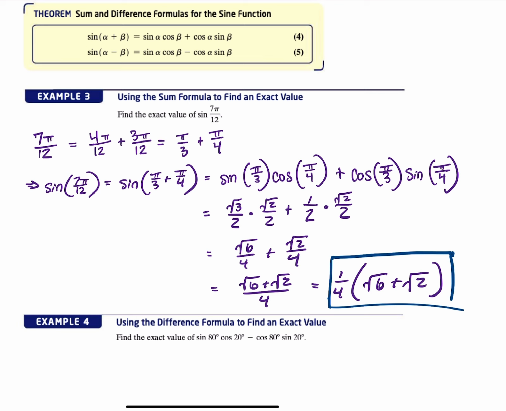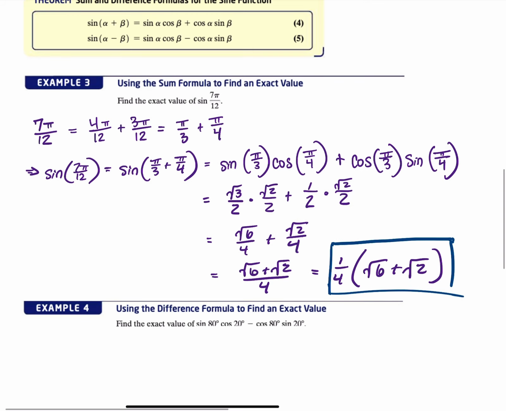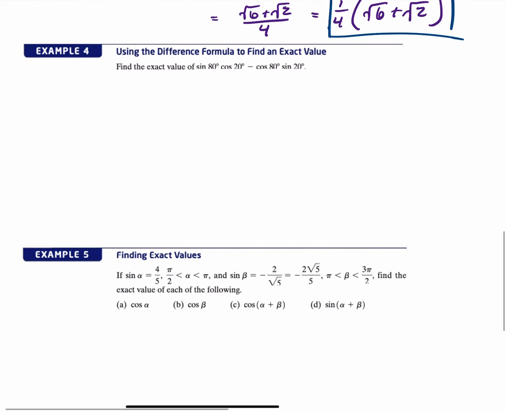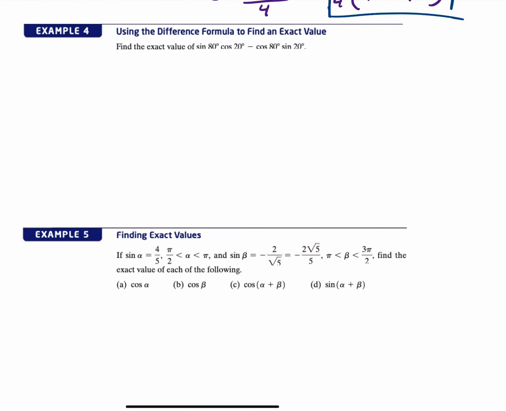All right, let's take a look at another. So now this is kind of working backwards. It's asking us to find the exact value of sine of 80 degrees times cosine 20 minus cosine of 80 degrees times sine of 20. And initially we might think, oh man, we're going to have to try to do some kind of angle addition or subtraction with each of these. But notice it's already in that formula.